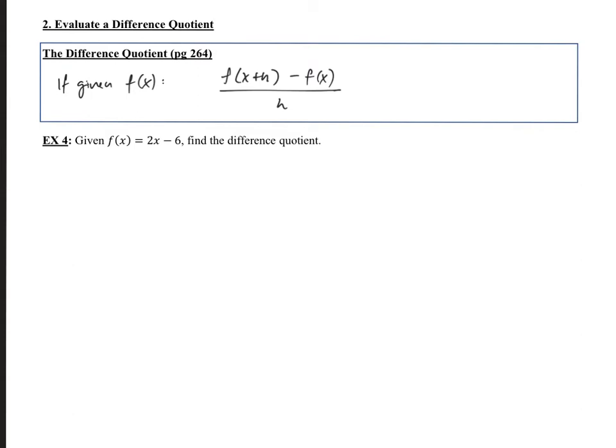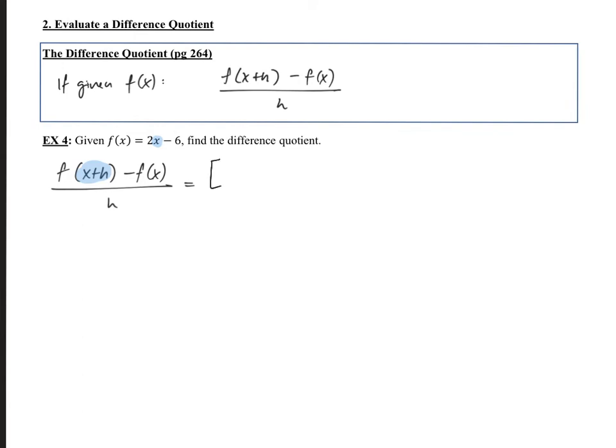Let's go ahead for example 4. So finding the difference quotient, f of x plus h minus f of x divided by h is going to equal, well, f of x plus h, what are we doing here? We're replacing x with x plus h.